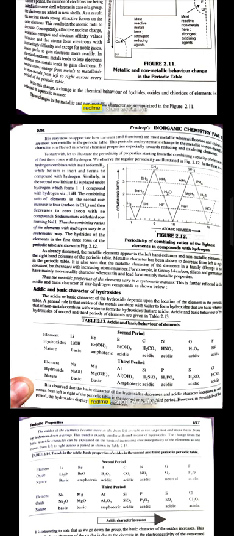Acidic and basic character of hydroxides. The acidic or basic character of the hydroxide depends upon the location of the element in the periodic table. In general, oxides of the metals combine with water to form hydroxides that are basic, whereas those of non-metals combine with water to form hydroxides that are acidic. Acidic and basic behavior of the hydroxides of the second and third period elements are shown in table 2.13.